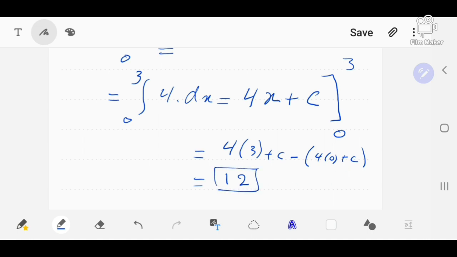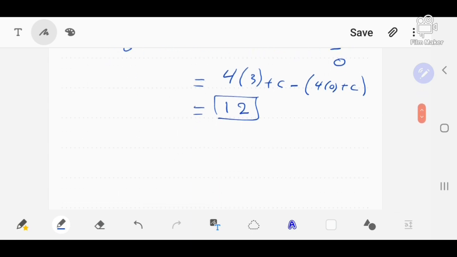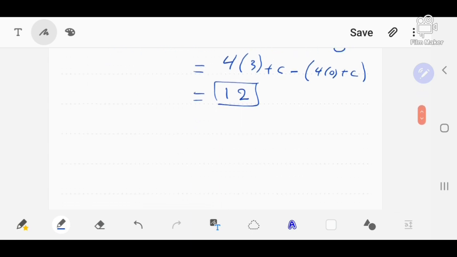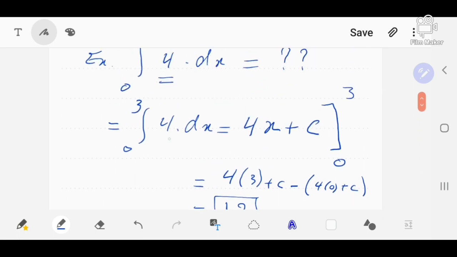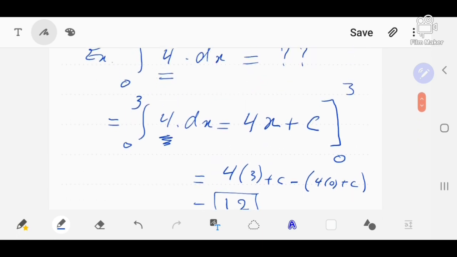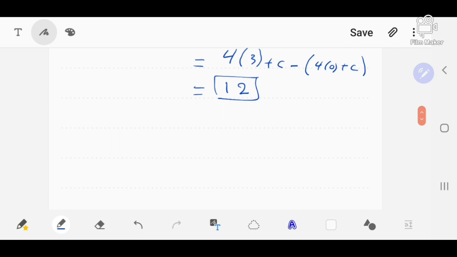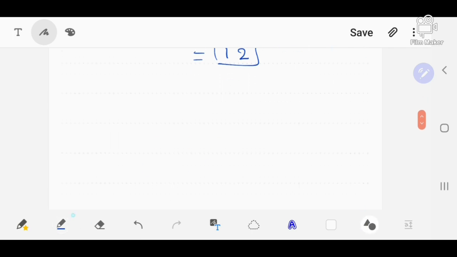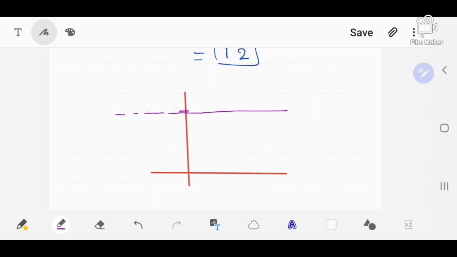What does it mean? Well, how is that related to the area? Let's have a look at the function. The function here is 4. So f of x equals 4. How can we draw f of x equals 4? Let's draw the coordinates. What do we have? We have from 0 to 4, and my function is 4. Function is 4, so it's a horizontal line here passing through 4. That's f of x from 0 to 3.